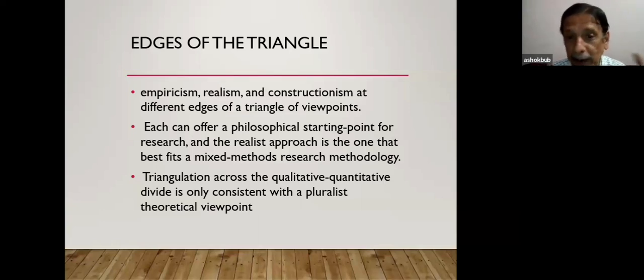Realism is another factor. So you empirically collect the data, and then you state what exactly the real phenomenon is about. And then you also have constructionism, the third edge of the triangle. What do you mean by constructionism? See, when you talk in terms of research, especially in social science research, development of a theory may become an important factor. How do you construct a theory?